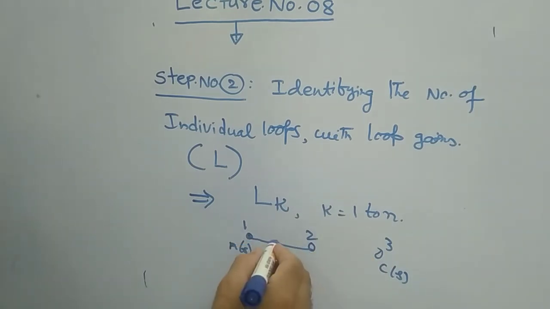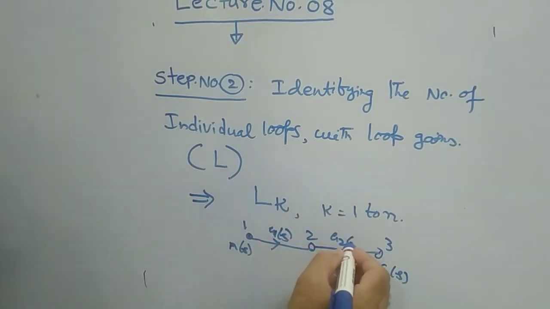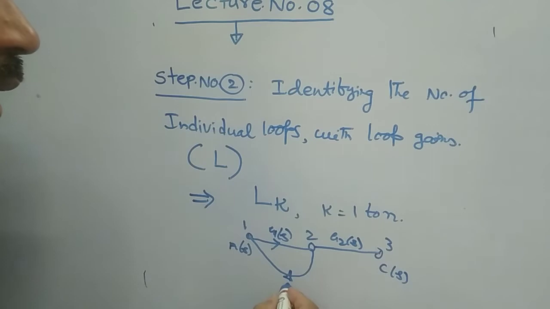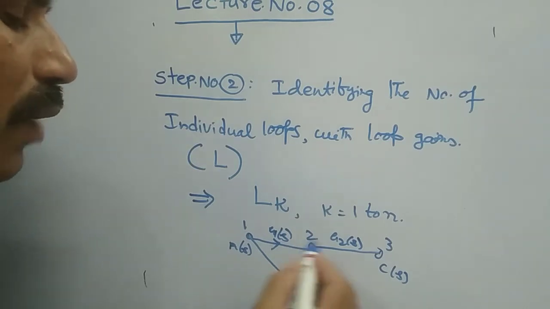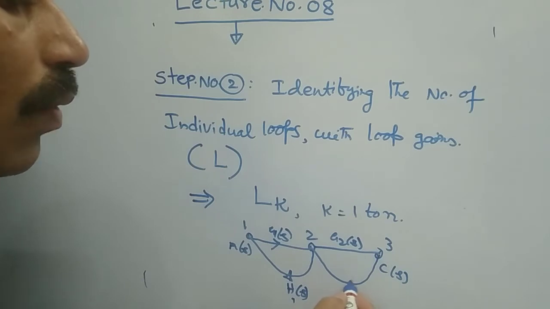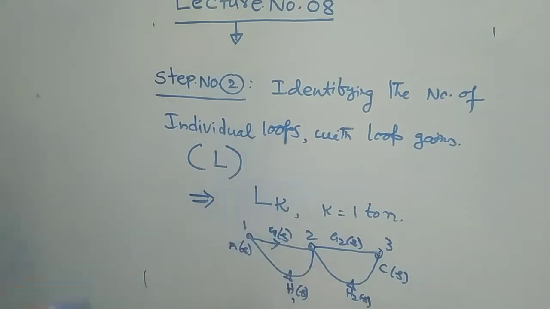From 1 to 2, I have a gain G of s, or you can say G1 of s, and from 2 to 3, say G2 of s. And from 2 to 1, again I have some path like this. It is H of s, because in a closed loop the gain is represented by the letter H of s, or H1 of s. Similarly, from 3 to 2, I have another loop, H2 of s. So this is the given signal flow graph.